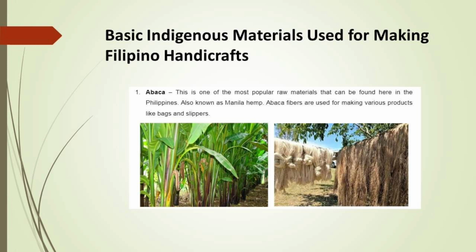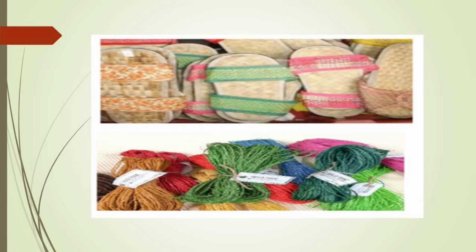Number one, abaca. This is one of the most popular raw materials that can be found here in the Philippines, also known as Manila hemp. Abaca fibers are used for making various products like bags and slippers. As you can see, it's very nice and authentic. The slippers are strong enough to use for the whole year.